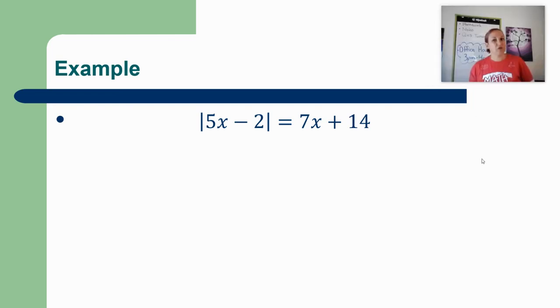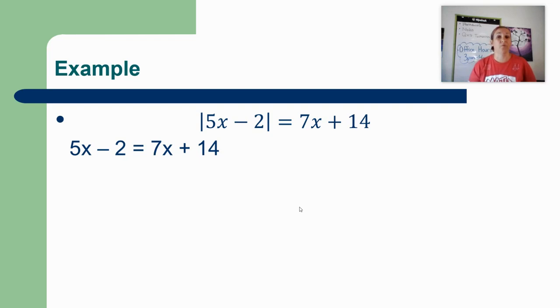All right, but we're actually going to start this problem the same way that we've been doing the other problems. And so I'm going to take it and split it into 2 separate problems. And for the first problem, I'm going to write it exactly how it looks right now. And so I have the 5x minus 2 equals 7x plus 14. And the only thing that I've changed is I got rid of the absolute value bars.